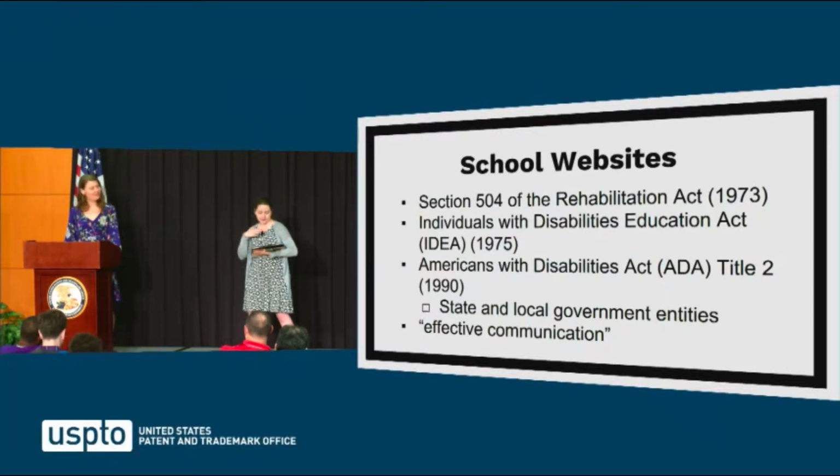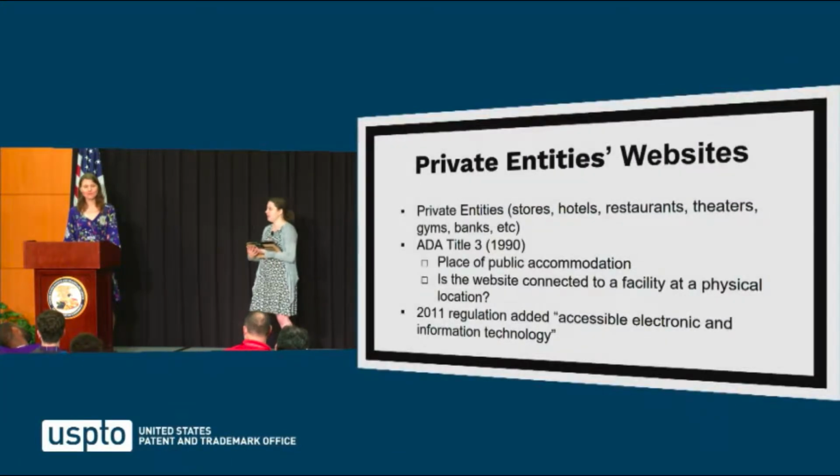So that's why I pulled out this effective communication part. Originally, the focus of that was providing sign language interpreters, providing Braille. And so now court cases and people who are arguing for e-learning accessibility are pulling that effective communication argument into it. Next slide. Okay, private entities is incredibly murky.